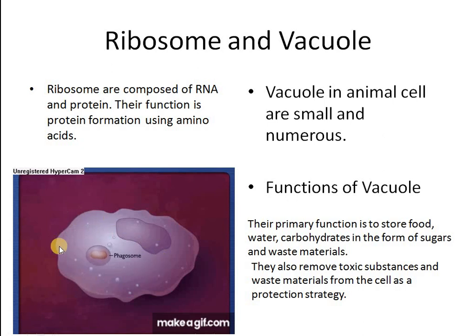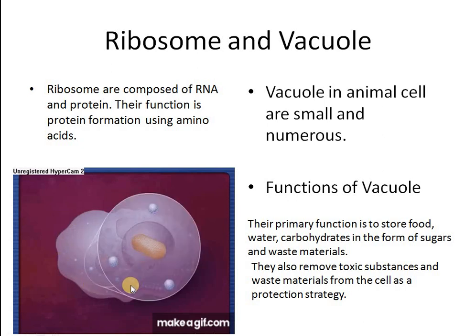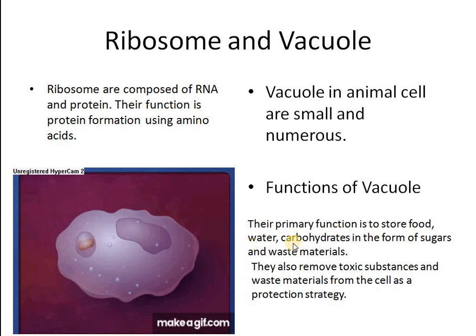I'm not going into the detail of phagocytosis because this is your chapter number 1. Just remember that vacuoles in an animal cell are multiple in number, they are smaller in structure, and they have many functions to perform, including the storage of waste material, food products, elimination of toxic substances, and engulfing of bacteria.